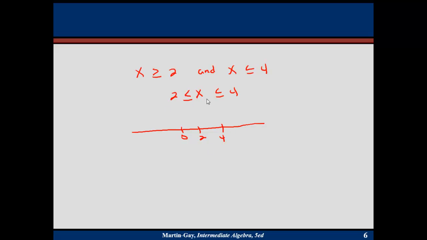Again, this time we have the equal to bar underneath it, so we will have brackets on each one of those. If it's greater than 2, that's going to the right from 2, and less than 4, that's going to the left from 4. So the shading would be in between the two. Interval notation, remember that goes from left to right, so we'll have bracket 2, comma, 4, bracket for our interval notation.